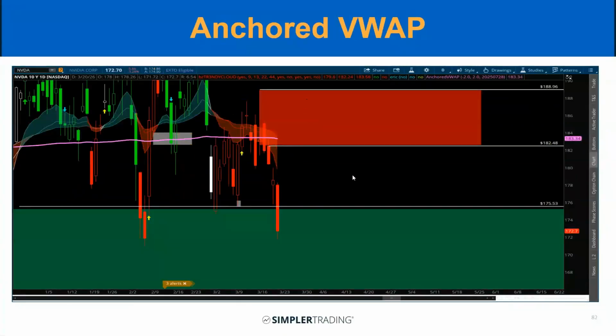Here's another example on NVIDIA. This is an inside and down formation. It's hard for you guys to see this level in here, but this is an inside and down formation, and you guys can see once again the anchored VWAP is here, and so it is confluent.